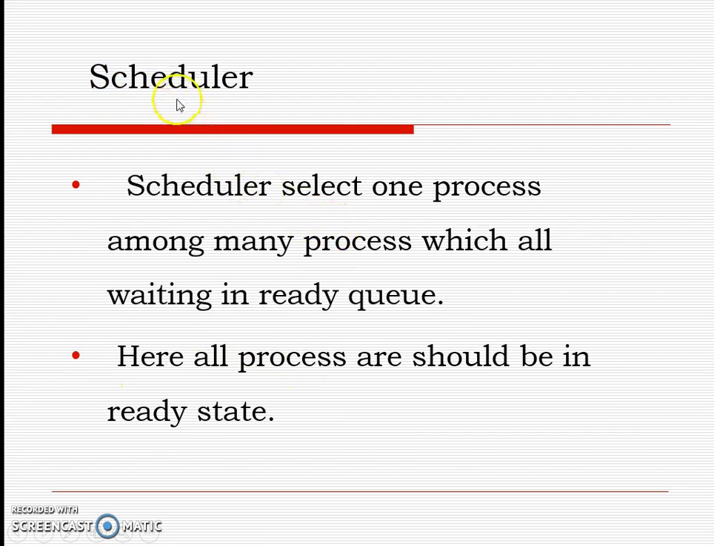Scheduler. The task of the scheduler is to select one process among many processes which are in the ready queue. Here, the process should be in the ready state. Then only the scheduler can select one process to execute. So the main task of the scheduler is to select one process among many processes which are in waiting state.